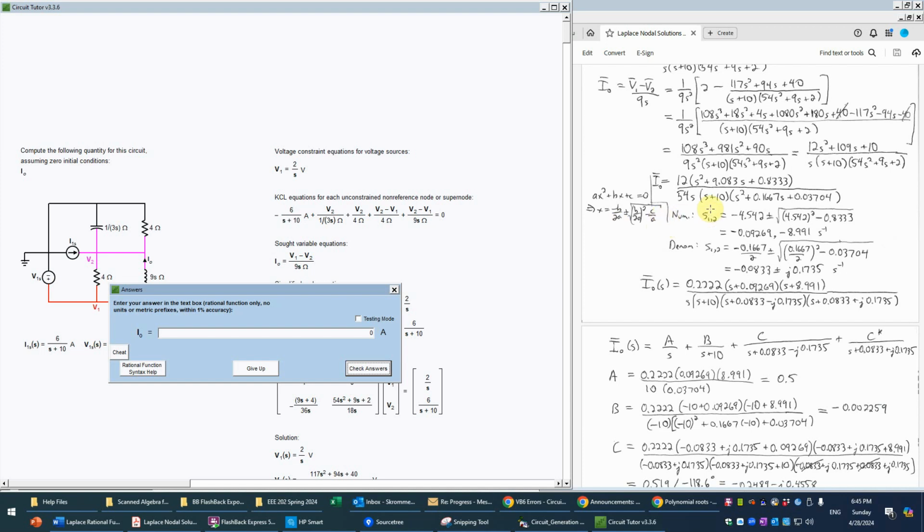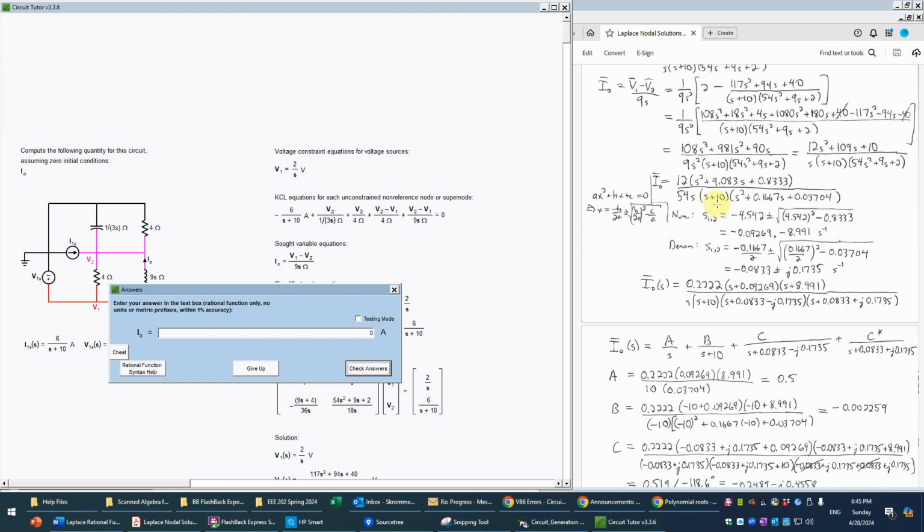So here for the numerator, the negative b over 2a is just going to be this divided by 2, which is negative 4.542, plus or minus the square root of that same thing squared minus the c, and the a is 1 already, so it's 0.83333. Then just evaluating that, again, to 4 significant digits, those two values work out to be negative 0.09269 and negative 8.991. Both of those are going to be in inverse seconds.